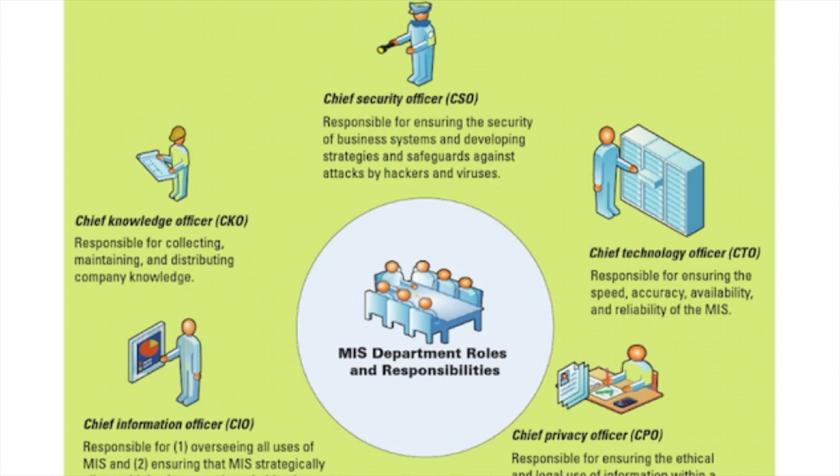And then Chief Technology Officer. This person is responsible for the speed and also the accuracy of the information in the management information system. Then Chief Privacy Officer. This person is responsible for ensuring ethical and legal issues are handled when managing the management information system. And then Chief Information Officer.